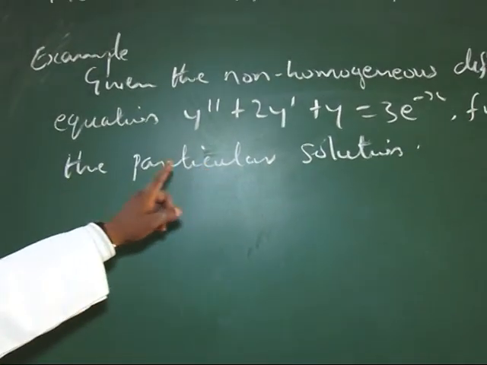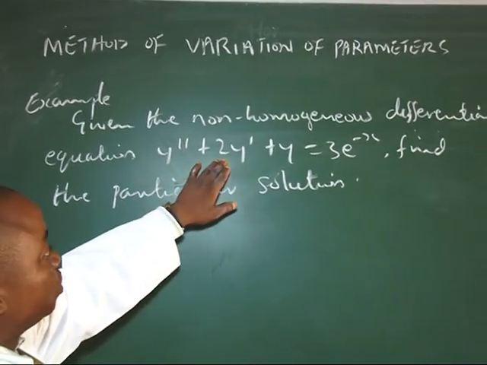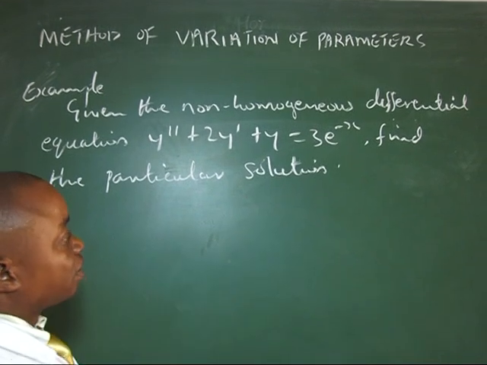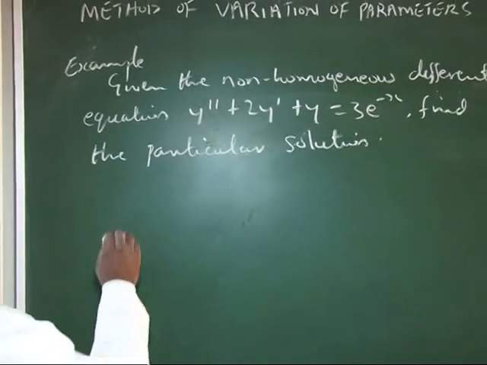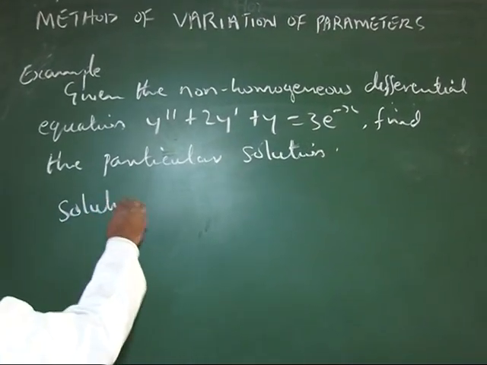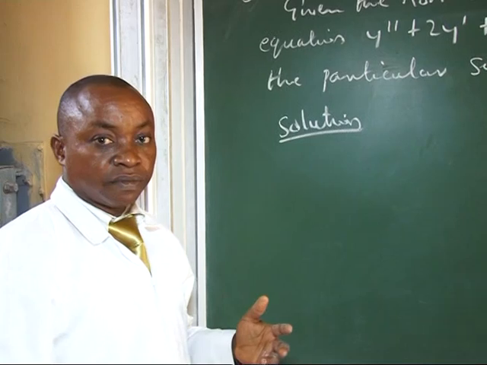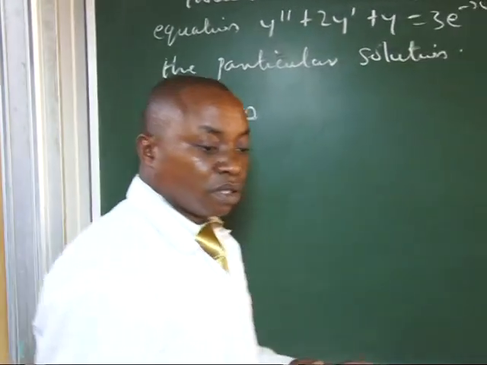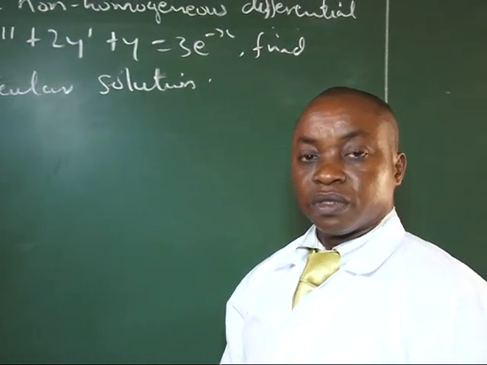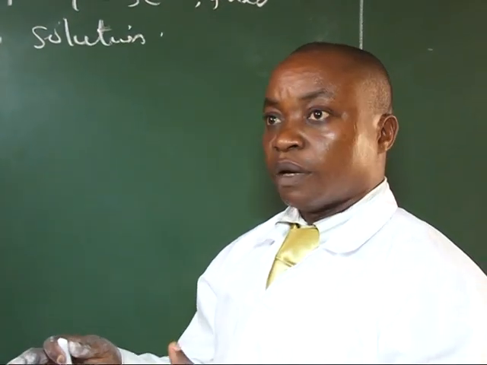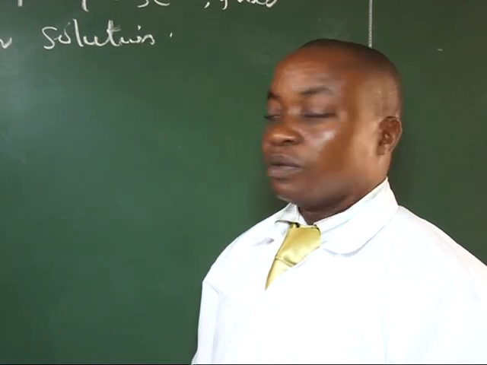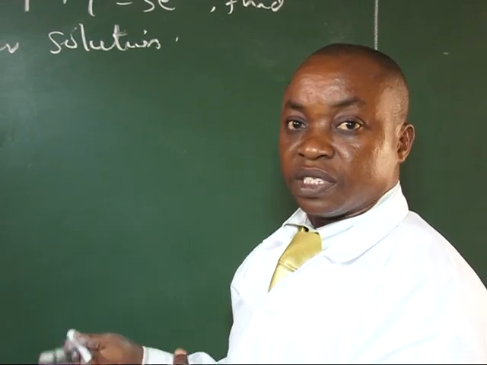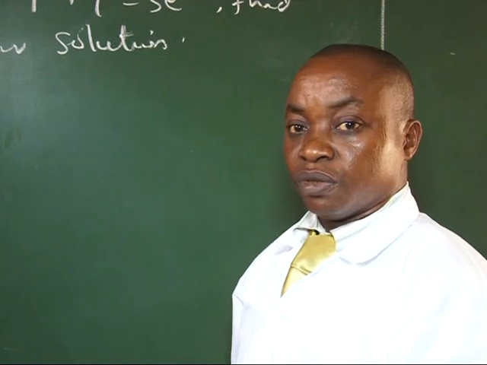Now, given the non-homogeneous differential equation, y prime prime plus 2y prime plus y is equal to 3 exponential minus x, we are going to find a particular solution. Now, in this method, we are going to follow the same pattern, but in the complementary function, we are going to substitute a function in the place of y1 and y2, so that we now use another approach to get a particular integral. This example will show.